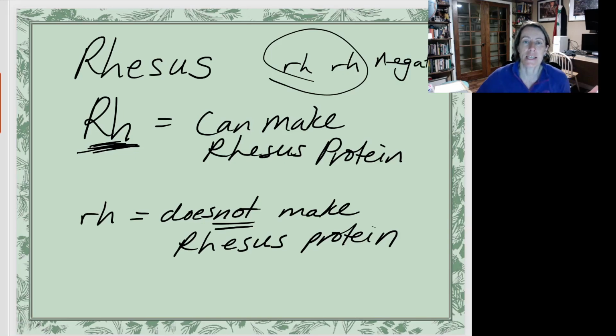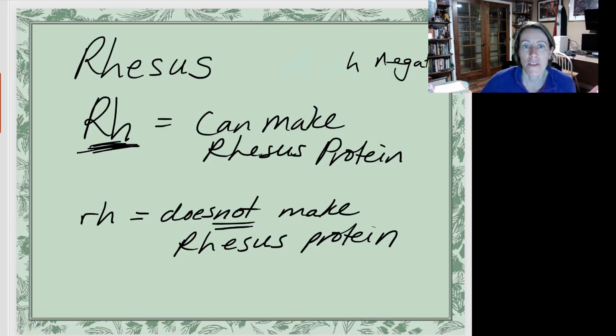So if someone says they're O negative, the O is completely separate from the negative, and the negative is just saying they cannot make Rhesus protein. If they're O positive, they're type O, but they also can make the Rhesus protein, so they would have Rhesus positive blood.